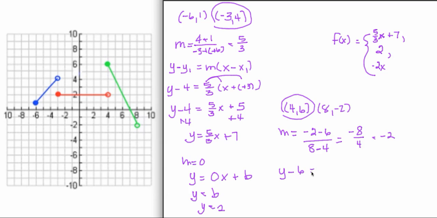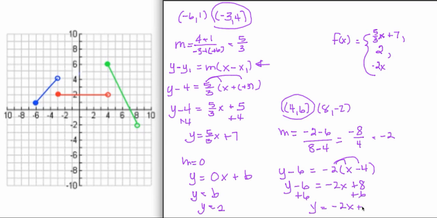y minus 6 is going to equal -2 times x minus 4, and we're plugging that point and the slope into this point slope form again. And so we're going to get y minus 6 is equal to -2x plus 8. We're going to add 6 to both sides to get y all by itself, and we're going to get y is equal to -2x plus 14. And so we finish this off by putting plus 14.